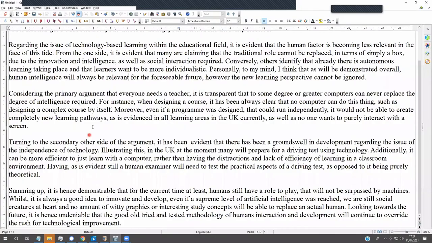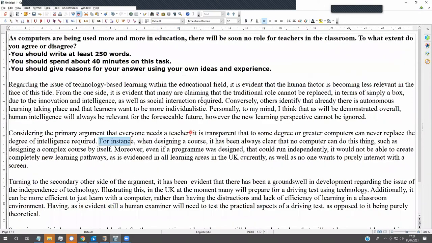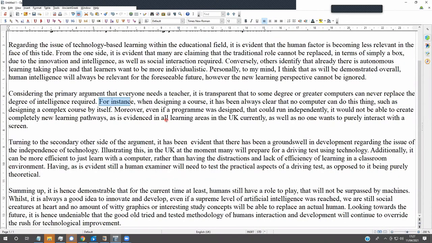Okay, so. Considering the primary argument that everyone needs a teacher, it is transparent that to some degree or greater, computers can never replace the degree of intelligence required. For instance, avoiding the words "for example" is very basic. And also trying to avoid the word "people". It's used many times in the question, and it's a basic word also.